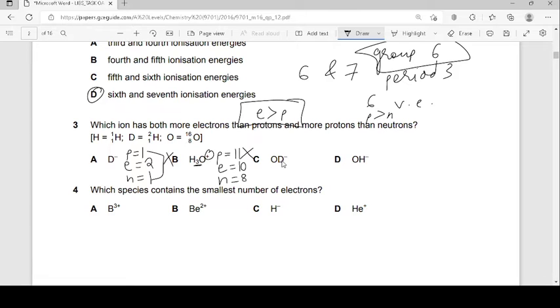Now OD minus, so O has 8 protons, D has 1 proton. So in total, how many protons do you have? 8 plus 1, which is 9, right? And then since it has a minus charge, that means there's one more electron than proton. So your number of electrons is 10 total. And your neutrons, well, O has 8, 16 minus 8 becomes 8, right? So you have 8 neutrons from O, and from D you have 2 minus 1 equals 1. So 1 neutron, so 8 plus 1 is 9. And again, because you have the same number, that means this condition, more protons than neutrons, is again not satisfied, is it? So you can cross this out as well.